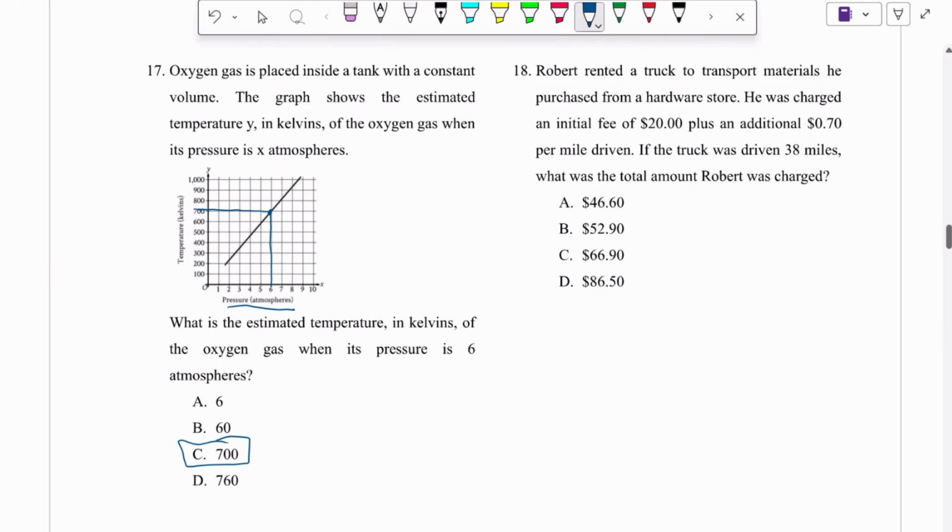Again, interpreting the graph, looking at the questions of what they're asking, and where do you go from there based on what they're giving you.